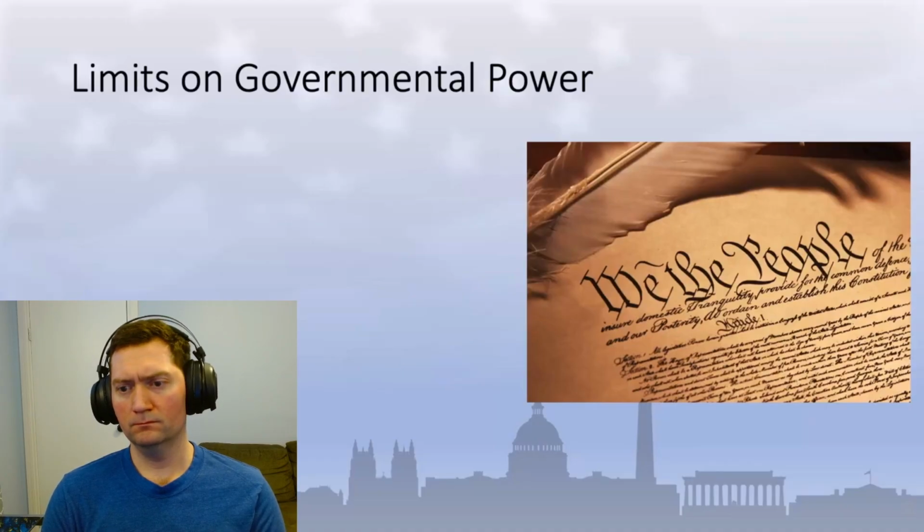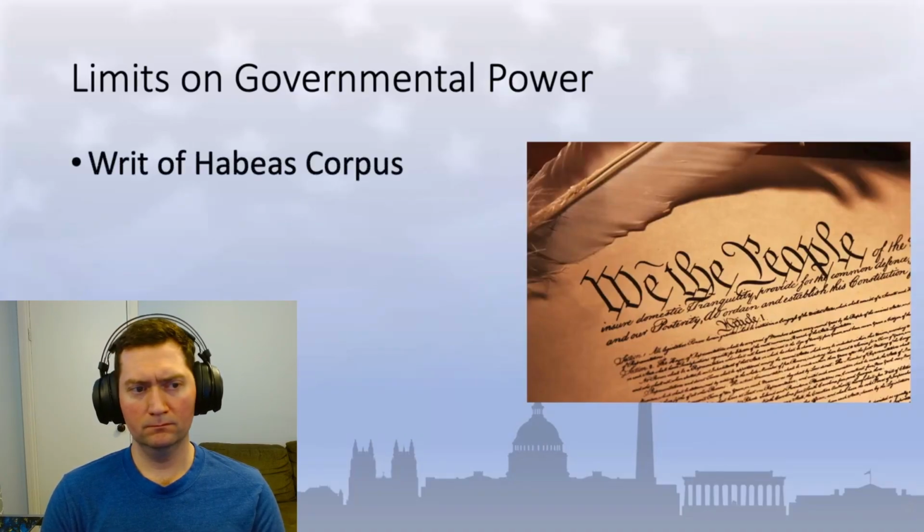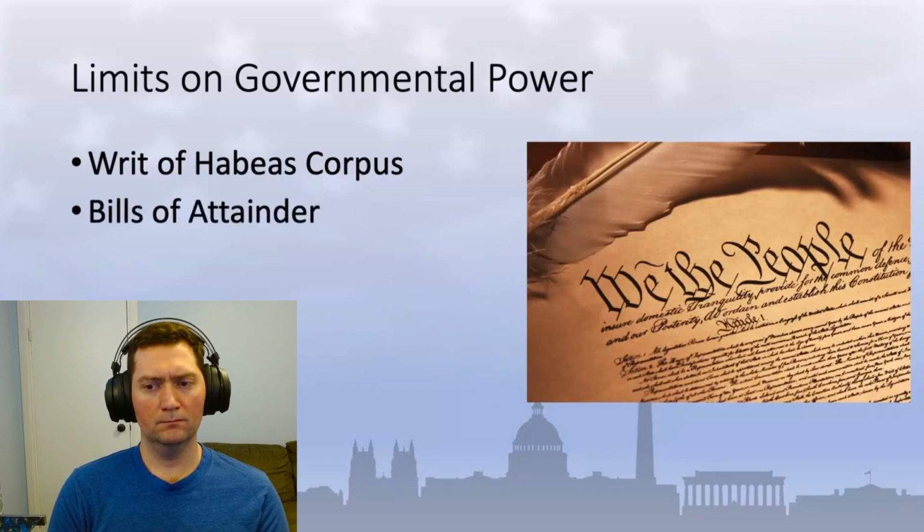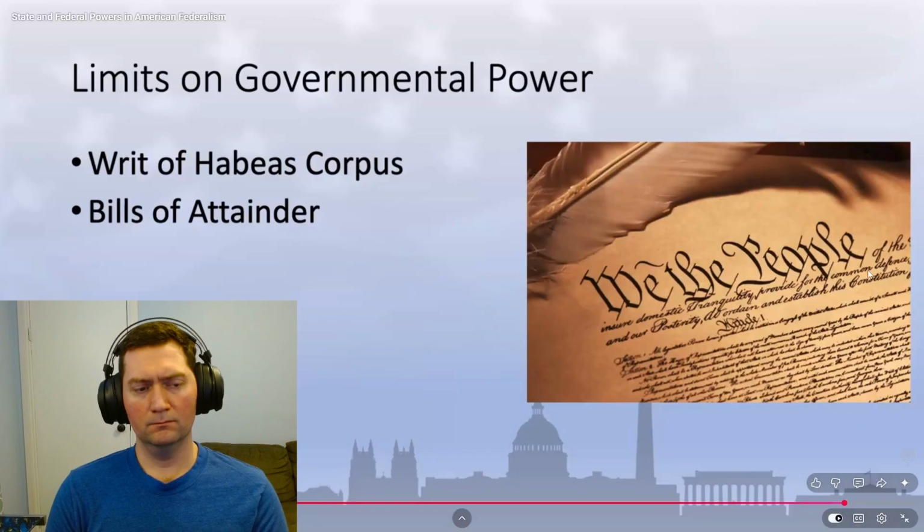For example, Congress cannot suspend the right to a writ of habeas corpus, that is, the right of a person to appear before a judge after being arrested and to challenge the legality of their detention. This right is enshrined in Article 1, Section 9 of the Constitution. Congress is also not permitted to pass bills of attainder, or laws that single out an individual or group for punishment without trial. The Constitution explicitly prohibits the federal government and the states from passing bills of attainder in Article 1, Section 9, Clause 3.